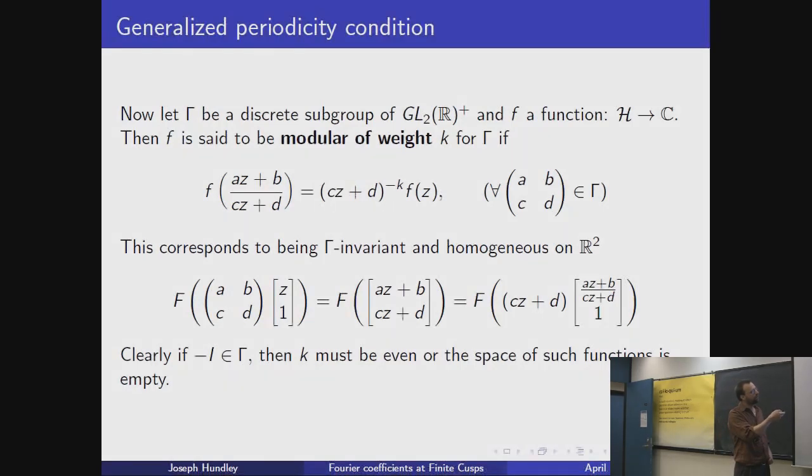Now, this isn't such a weird condition, because if I go back to thinking of z as corresponding to (z, 1), then when you act by this, you get that, and then you pull out the constant factor cz plus d. So in some sense, having this factor pop out is the same as saying that (cz plus d)^k pops out there. And so it corresponds to being invariant under the action on column vectors and homogeneous in the sense that if you scale the vector by a scalar, out pops the k-th power of that scalar. It looks like a homogeneous polynomial. Okay.